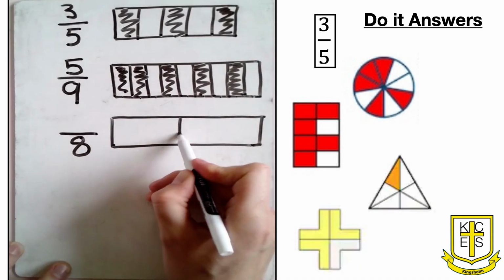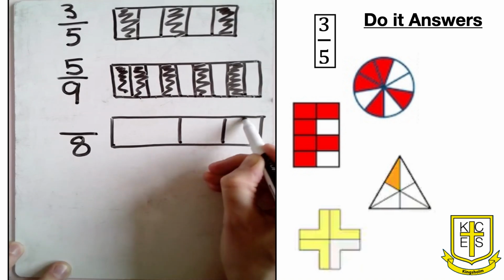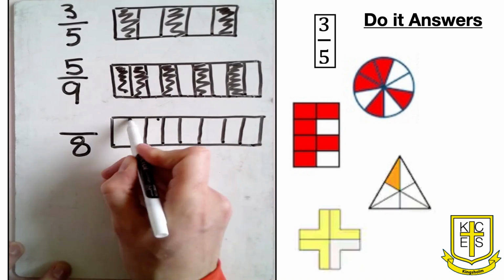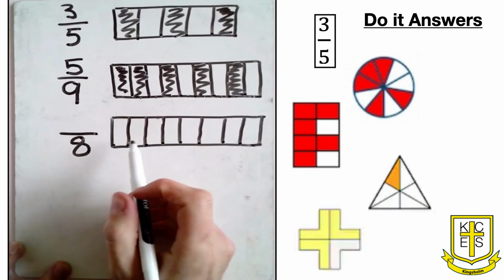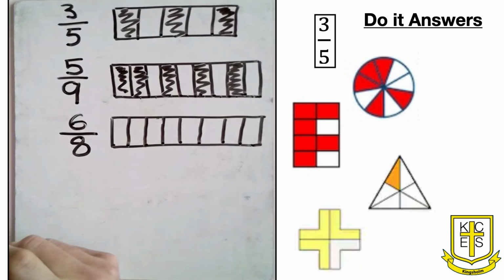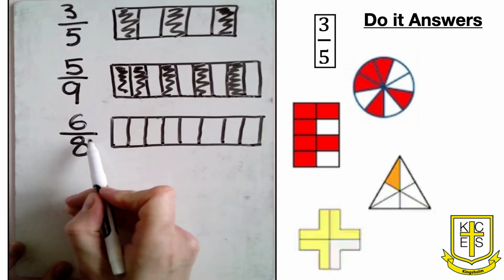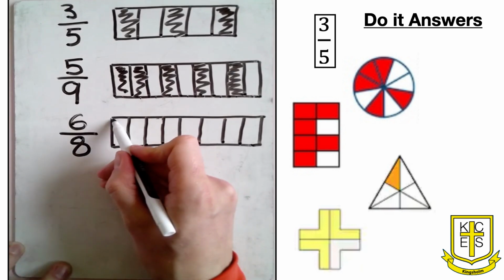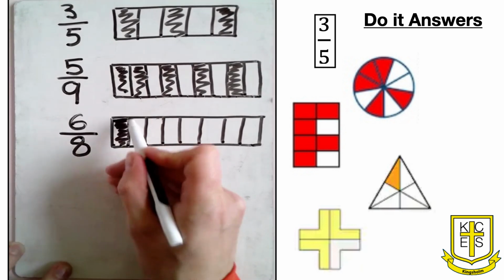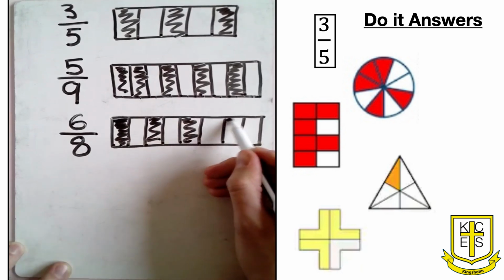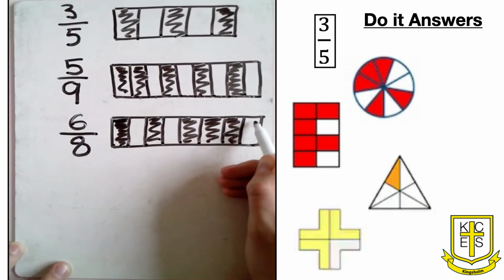The whole shape is out of 8 this time. So I'm going to chop this up into 8. I think they're equal. And there's 8, okay? And I've got 6 of those 8 pieces. So 6/8. 6, the numerator, tells me it's 6, and I've got 8 of the 8 altogether. So 1, 2, 3, 4, 5, 6. Should look something like that.